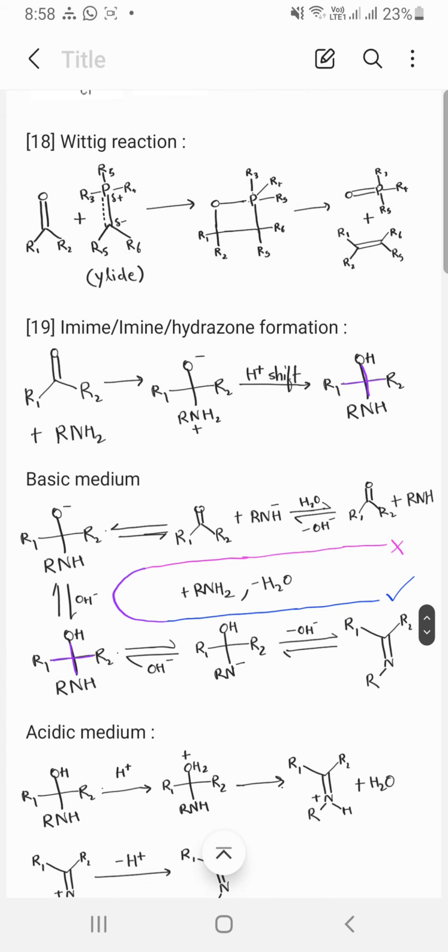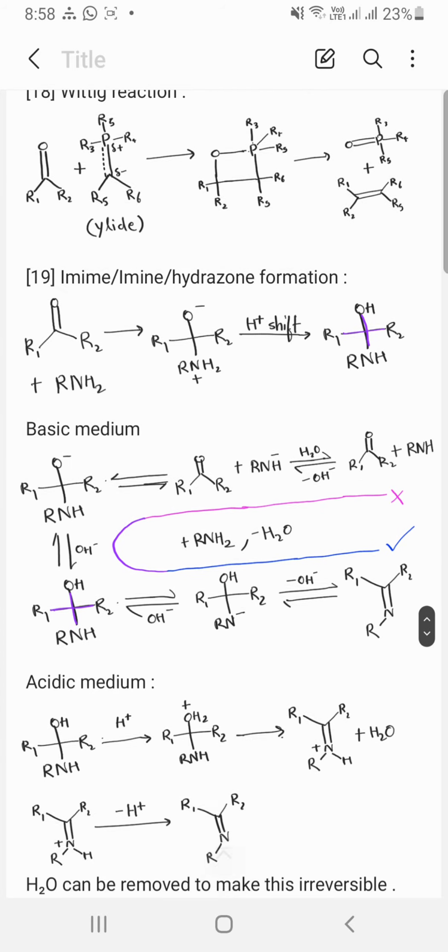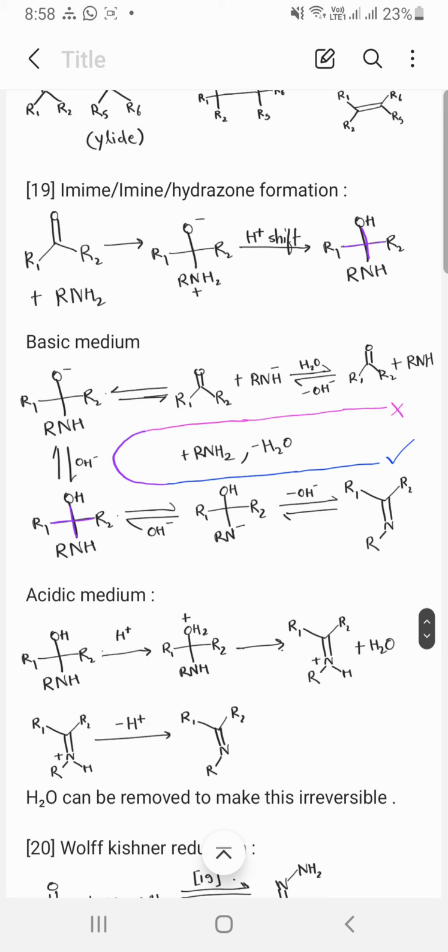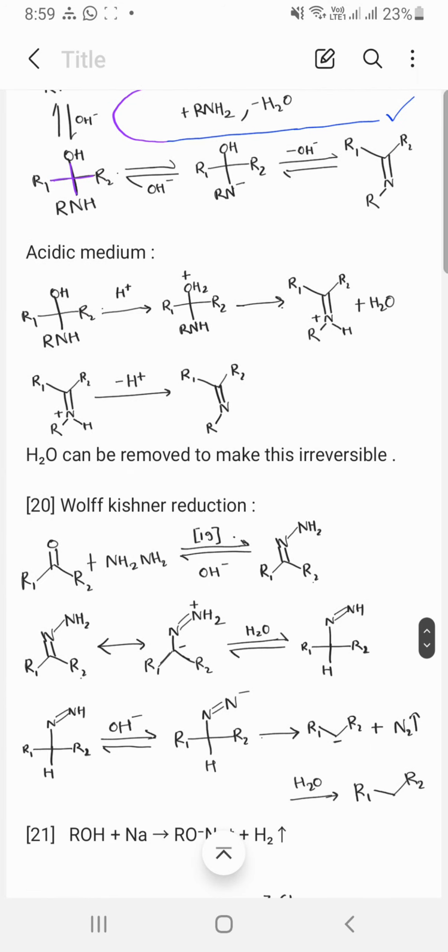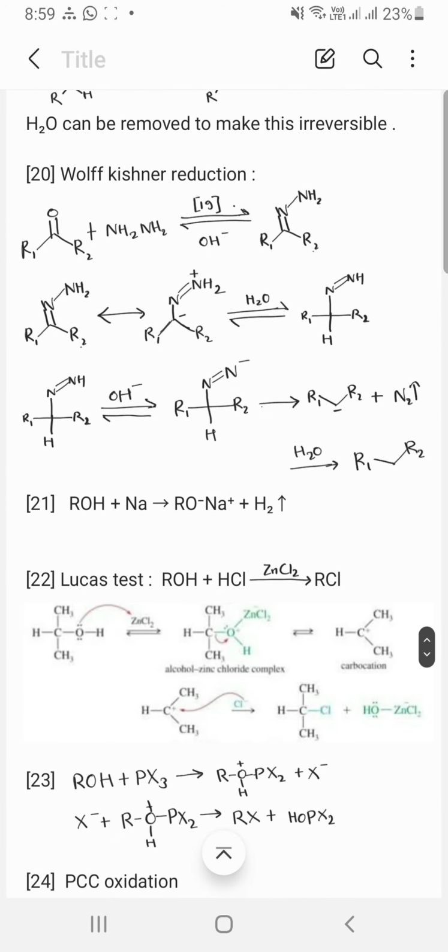Disulfuric, not in syllabus, don't even look at it. Wittig reaction, we just saw this somewhere. Okay, fine, whatever. Imine formation, okay. Okay, fine. So like aminolysis, if you want to consider that. Oh, yeah.